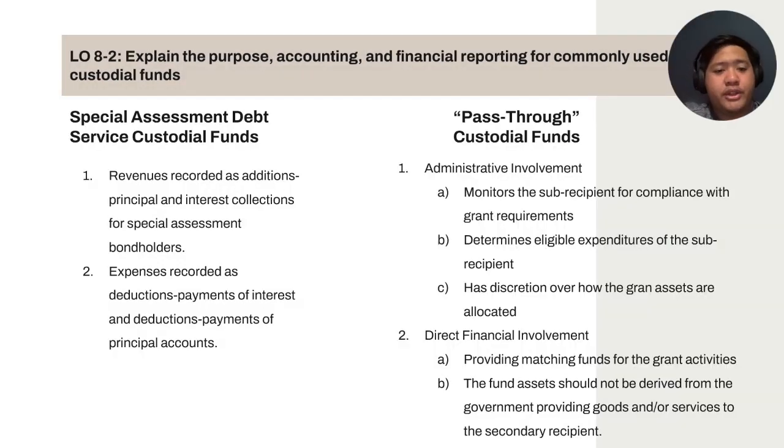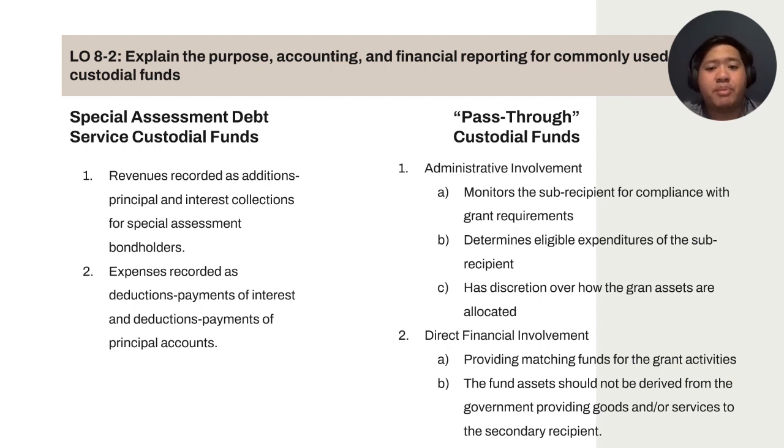Now, finishing off 8.2, recording the Special Assessment Debt Service Custodial Funds would be similar to those illustrated in Chapter 6, except that the government is not obligated in any manner for the special assessment debt. And instead of recording revenues and expenses, we would use accounts similar to the tax custodial funds, such as the additions, principal and interest collections for special assessment bondholders account, and the deductions, payments of interest and payments of principal accounts. And lastly, similar to the custodial fund, the special assessment debt service fund would be required to identify and report all additions and deductions to net position in the statement of changes in fiduciary net position.